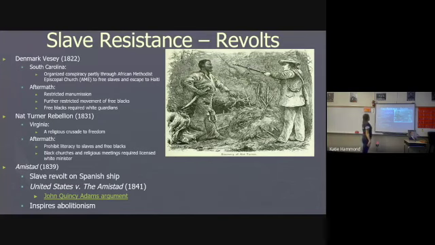Remember, of all the rebellions leading up to the Civil War, Nat Turner's rebellion led to way more severe slave codes. There also is a slave revolt on a Spanish ship, the Amistad, and we'll talk about this a little bit tomorrow. Basically, the slaves went against the captain. That's going to receive a lot of international news as well, but that's not too important for what we're going for.